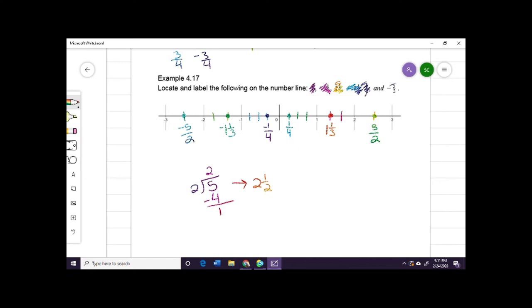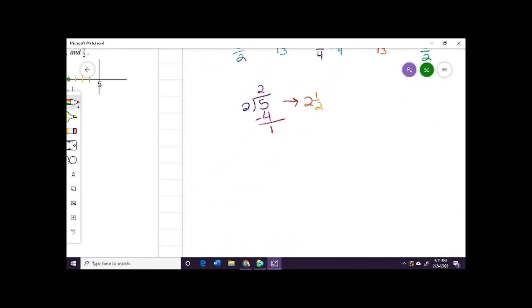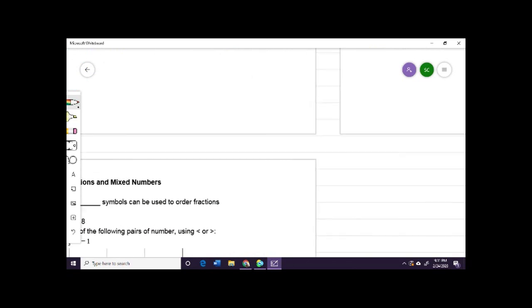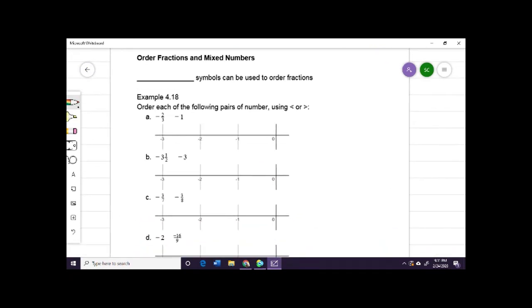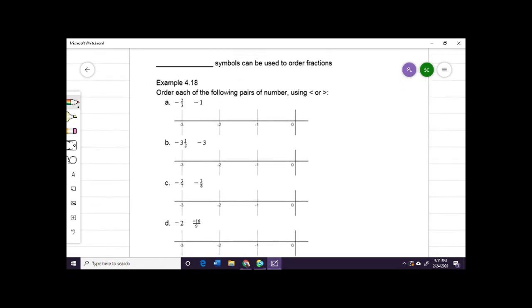So that is how you locate and label negative numbers on a number line. Okay, one more page. Ordering fractions and mixed numbers. Let's see if I can get it all on here.